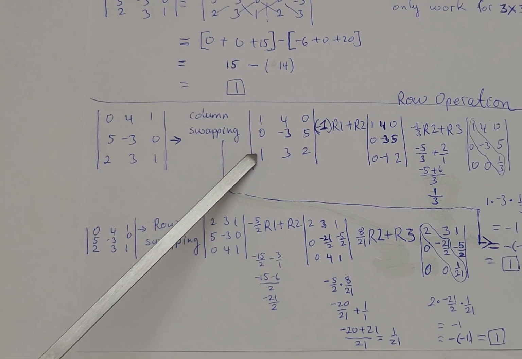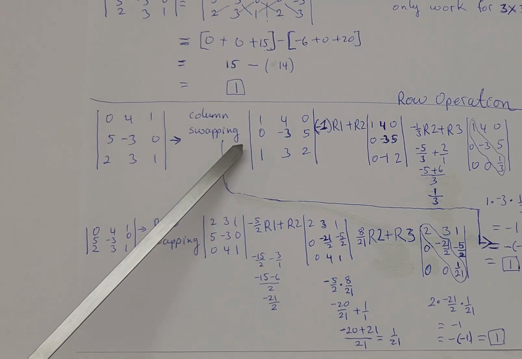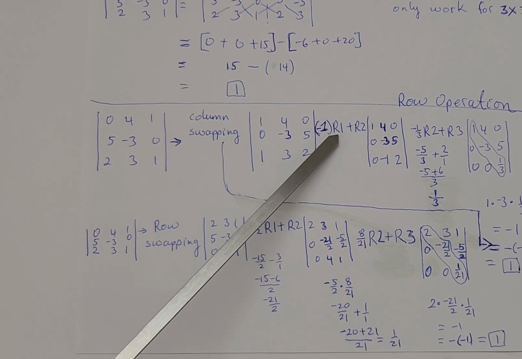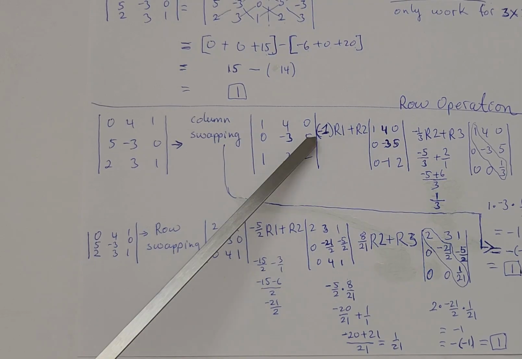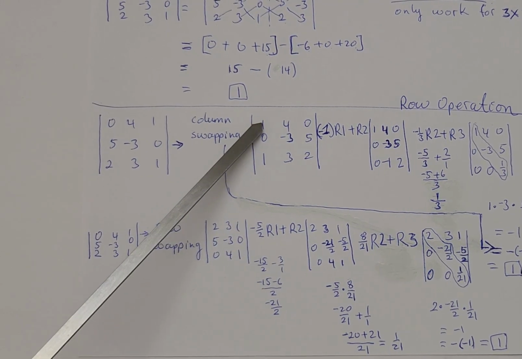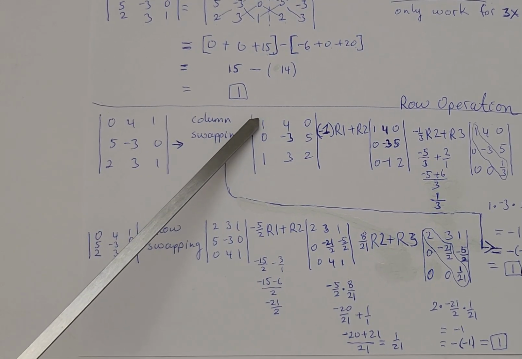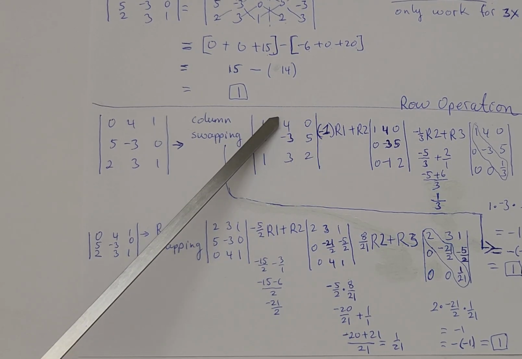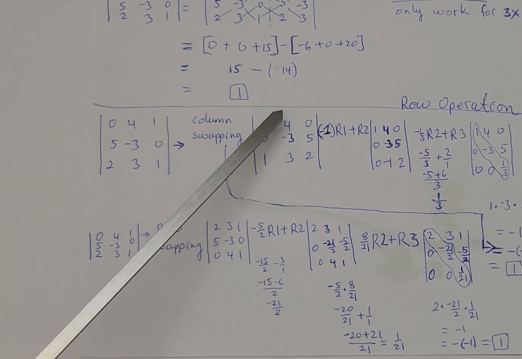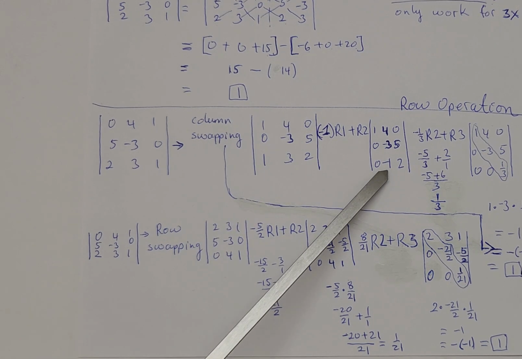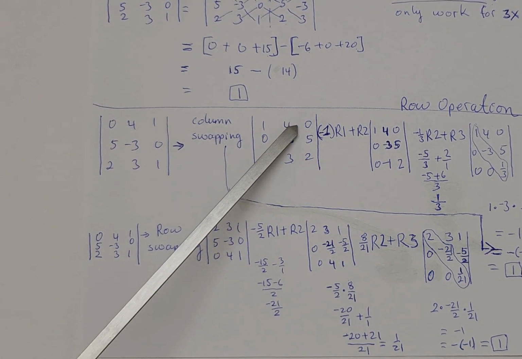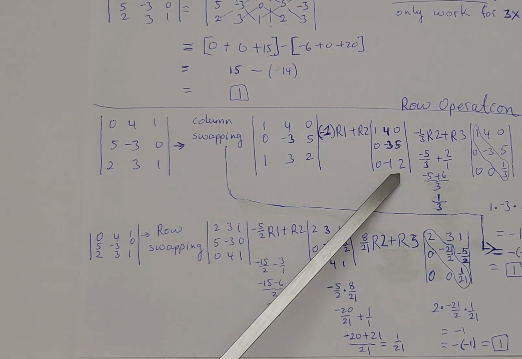Now I want this to be a 0, which I have here. So multiply the opposite, which is negative 1. So negative 1 times row 1 plus row 2. Negative 1 times 1 gives me negative 1. Negative 1 plus 1 gives me this 0. Negative 1 times 4 gives me negative 4. Negative 4 plus 3 gives me negative 1. Next, negative 1 times 0 is just 0. 0 plus 2 will give me this 2.